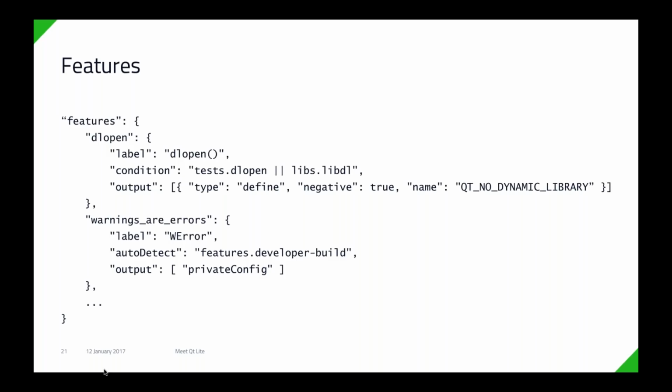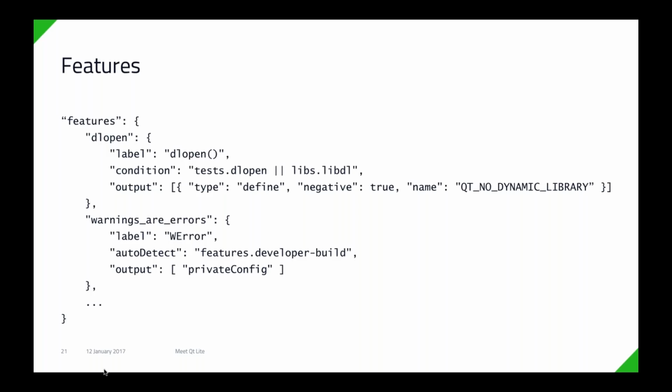Here are two features. One of them is the feature where we say, okay, do we have dlopen available? And it depends on either the tests.dlopen passing, or that we could find libdl on the system that we're compiling to. And we define one output and say, okay, if this isn't available, we'll set a define Qt no dynamic library, and then we know inside Qt that we can't use that feature.